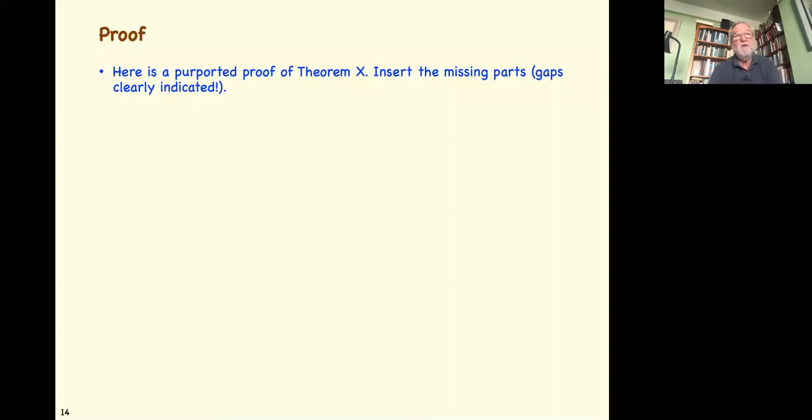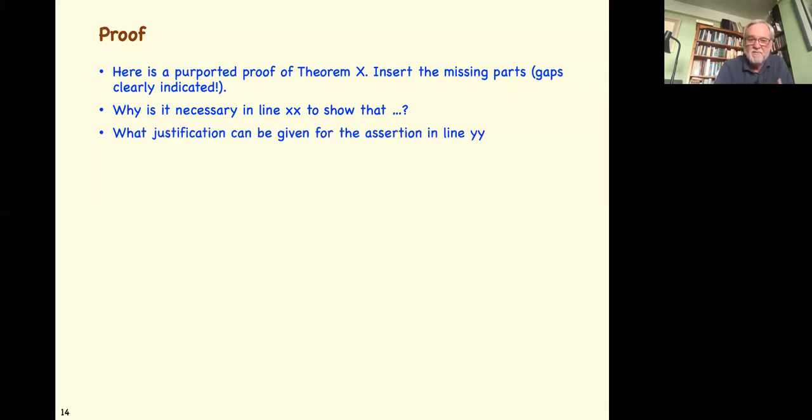Or you might say to yourself, well, if they have to turn the pages and find theorem X and then copy it out, maybe they're spending so much time doing that they're not going to do very well on the whole of the examination anyway. But it seems to me, looking at places where there are gaps in proofs, for example unstated assumptions, and I'm sure that in most textbooks you can find places where there are unstated justifications for the next line of a proof. Why is it necessary in line XX to show that something is the case? So now we're probing their sense of what proofs are about. What justification can be given for the assertion in line YY that something is the case?